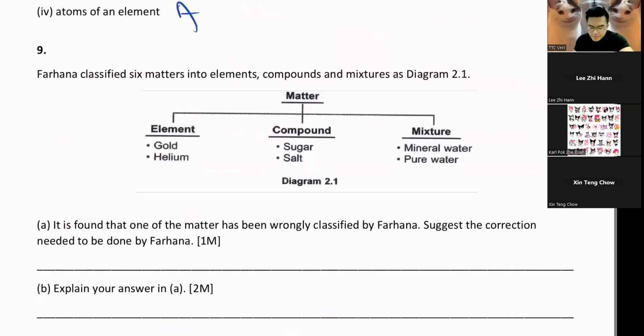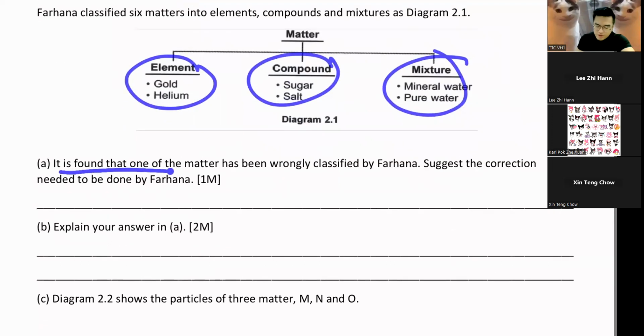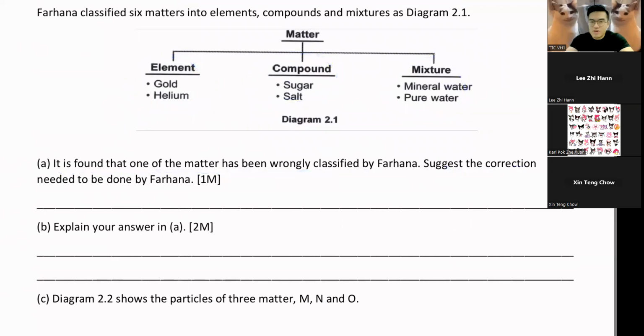Right, so number 9, Farhana classifies 6 substances into elements, compounds, and mixture. So gold and helium, sugar and salt, mineral water and pure water. It is found that one of them has been wrongly classified. Suggest the correction. What is wrong here?